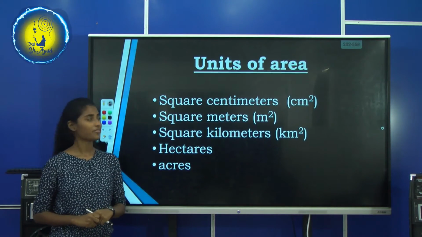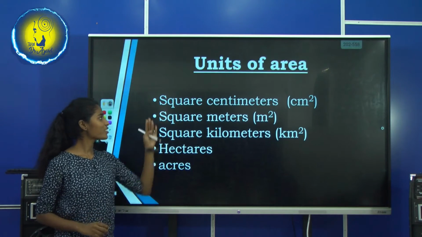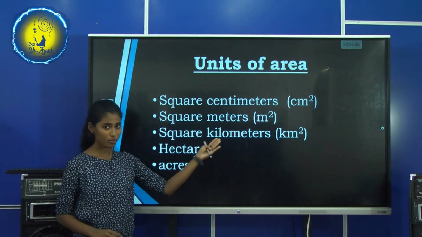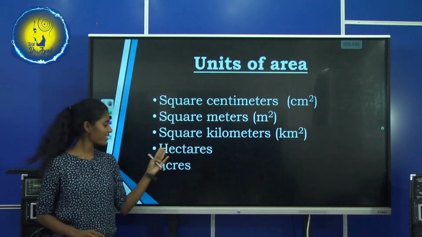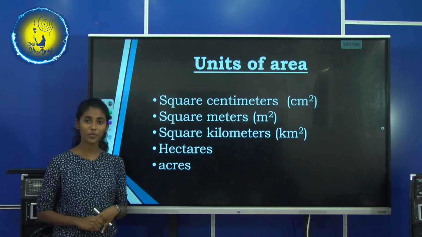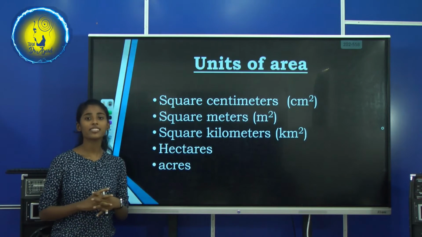Units of area. What are the units of area? Square centimeters, square meters, square kilometers, hectares and acres. Hectares and acres are used to measure big amounts like lands.